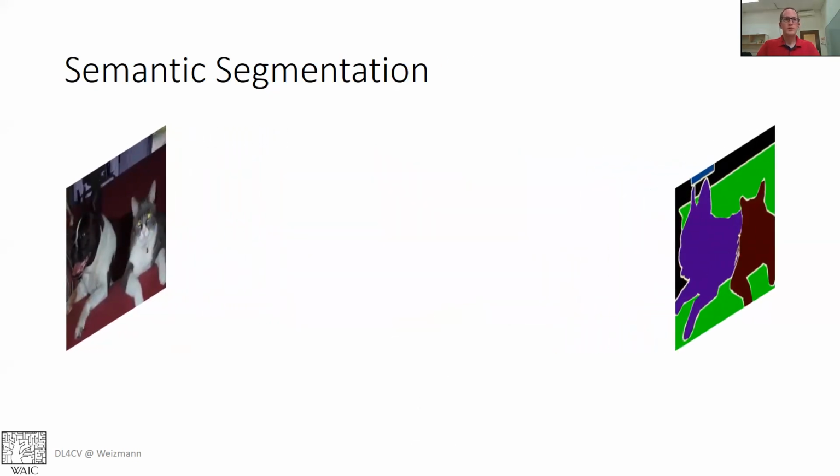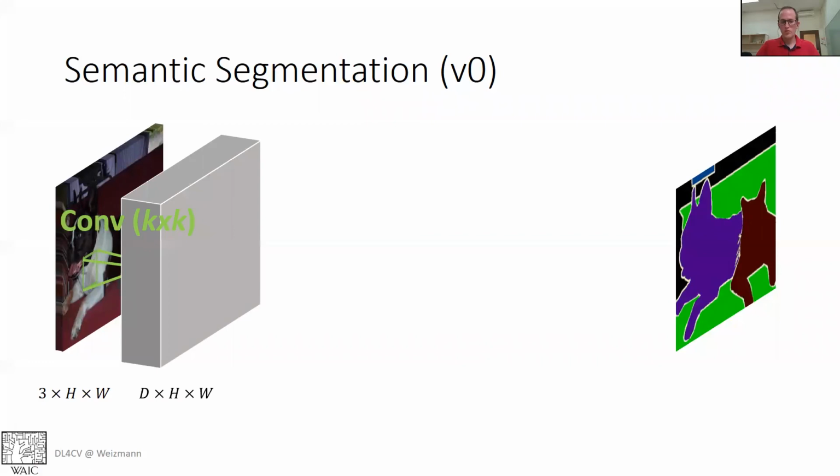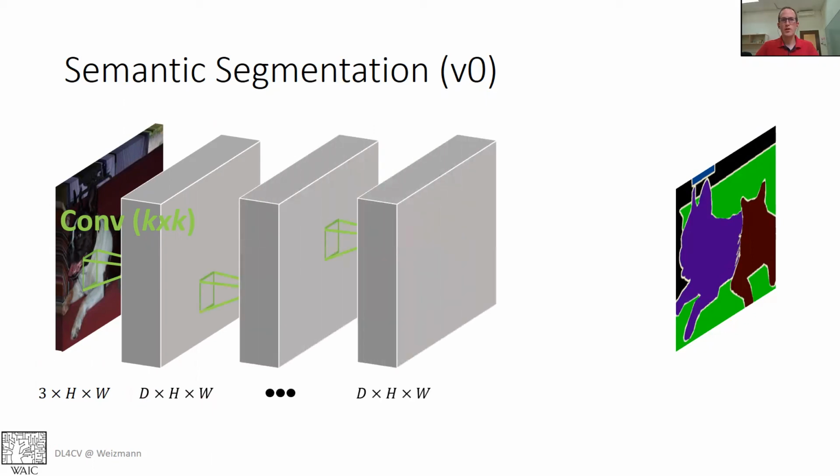So what we can do is version 0. We have this image, 3 channels by H by W. We can have fully convolutional networks, fully convolutional layers. So if we had 3 channels here, we are going to project it to higher dimension D, but we are going to stay with the same spatial dimensions. So we are not doing any striding, and we are padding the image accordingly. So we don't change the spatial dimensions.